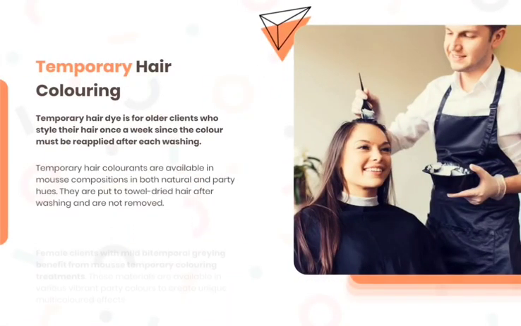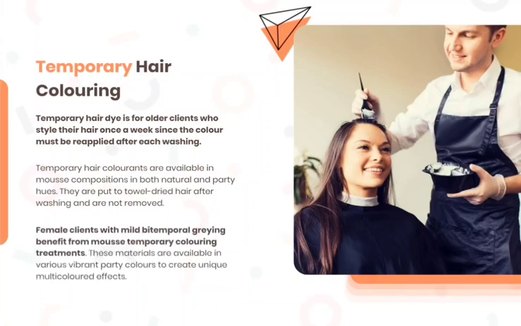Temporary hair dye is for older clients who style their hair once a week since the color must be reapplied after each washing. Temporary hair colorants are available in mousse compositions in both natural and party hues. They are applied to towel-dried hair after washing and are not removed. Female clients with mild bitemporal graying benefit from mousse temporary coloring treatments. These materials are available in various vibrant party colors to create unique multicolored effects.